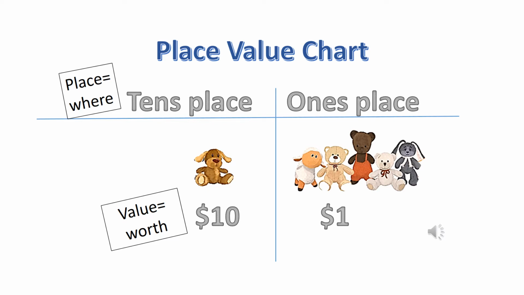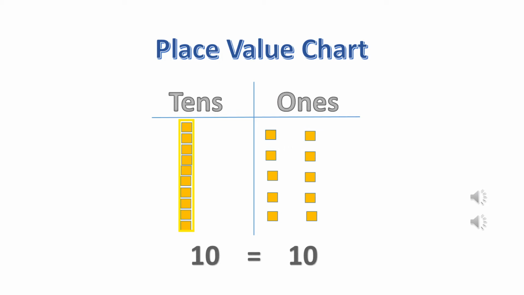the ones place. So you would put the animals in the place where they belong according to how much they are worth. That brown bear is worth $10, so we put him in the tens place. The other 5 animals are worth $1 each, so we will put them in the ones place. The place value chart is a way that we can show the worth of each number.